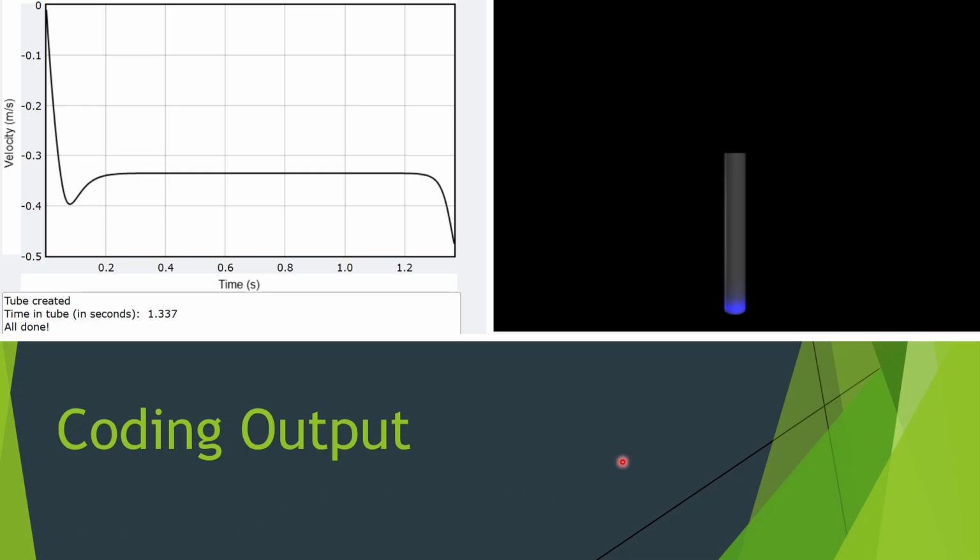And for the coding output here, this shows the magnet falling through the tube, and this is a velocity to time graph, and it shows that the magnet left the tube in 1.337 seconds.